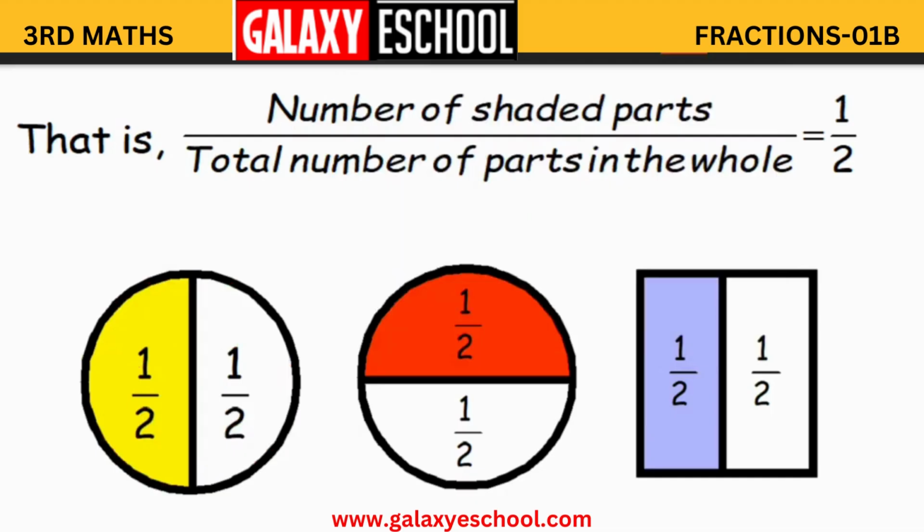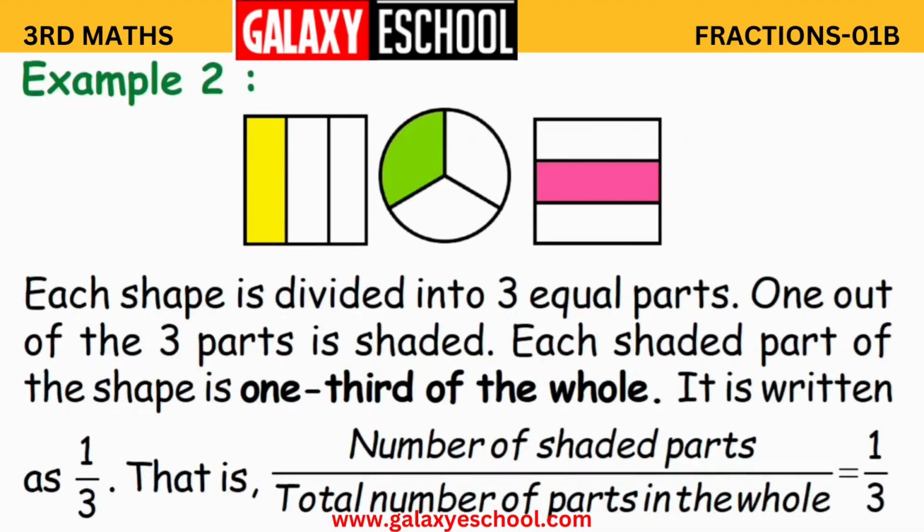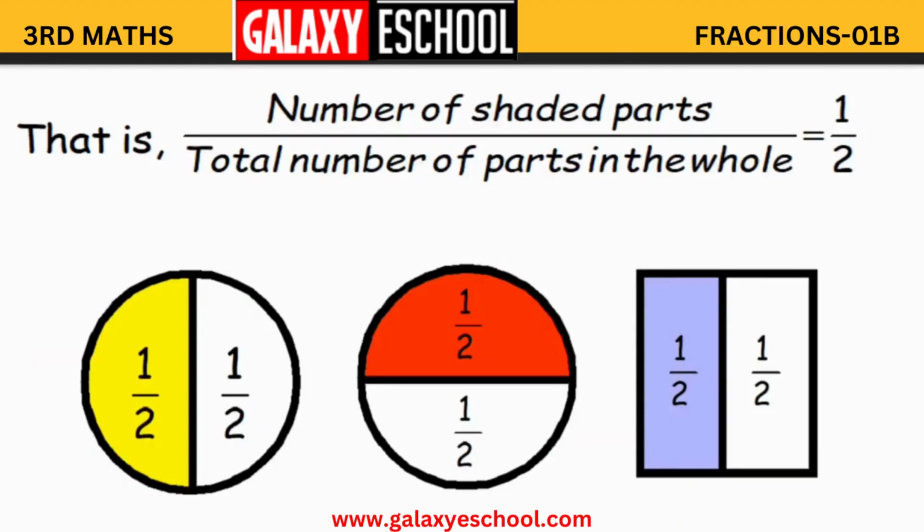Understood? In the coming classes we will be given a few shaded regions like this and we have to write the fraction for it. So no matter how many shaded parts there are, what should you do? Count the total number of shaded parts, and below it write the total number of parts divided. See, this is also 1 by 2 and this is also 1 by 2. This part is one part and the total parts are 2.